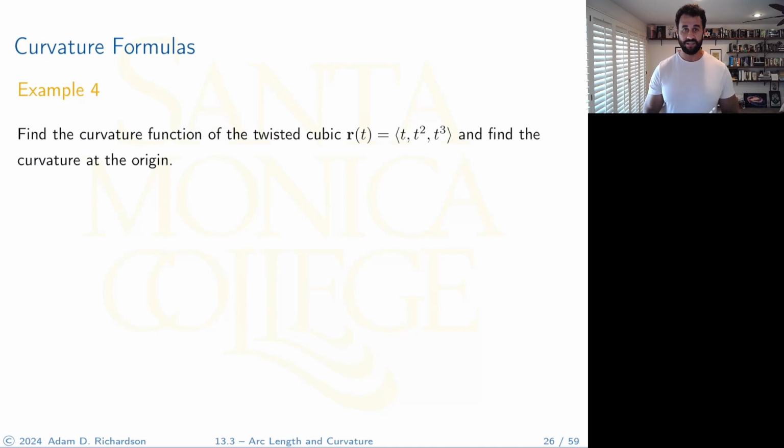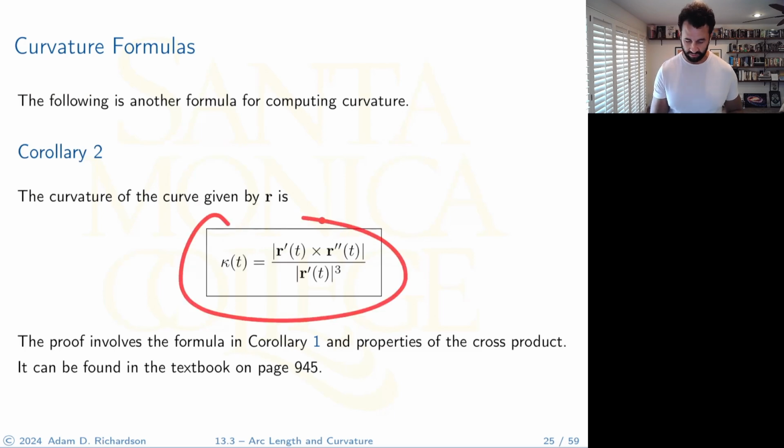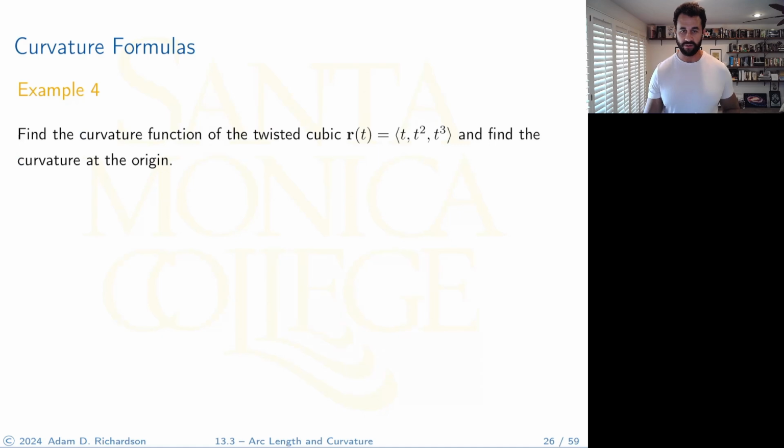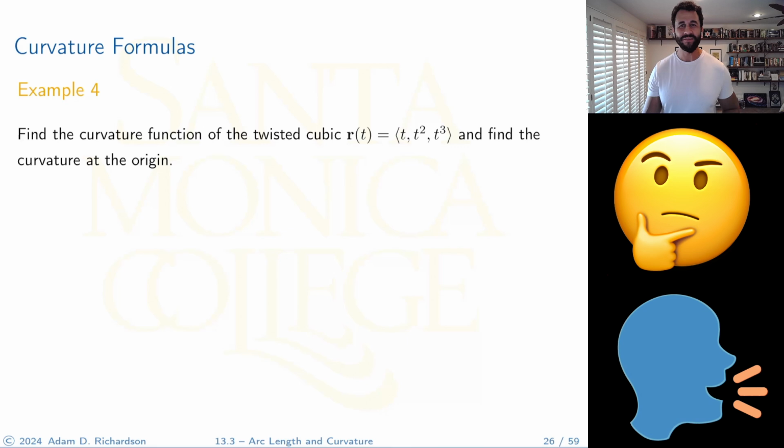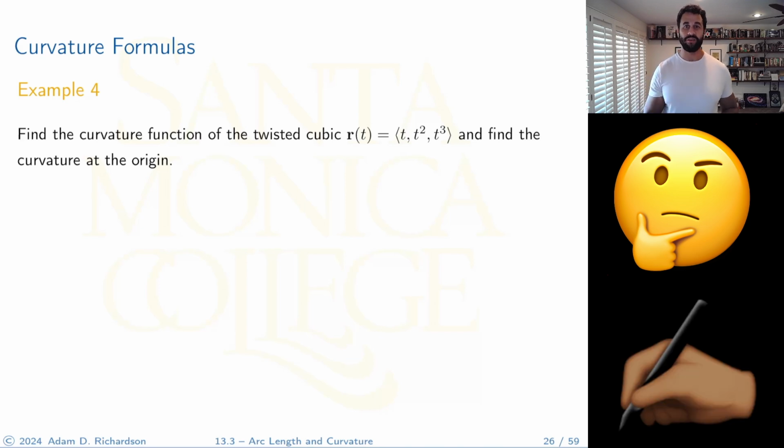Okay, now it's time for you to try this. This one I want you to try on your own. See if you can find the curvature function of the twisted cubic and then find the curvature at the origin. And what I want you to do is use this formula here, okay? Maybe I should have said think about it first. So think about what you're going to use and then say out loud what you're going to use. And now try to go through the calculation, compute all those things, find that cross product, find some lengths, and then we'll do it together.